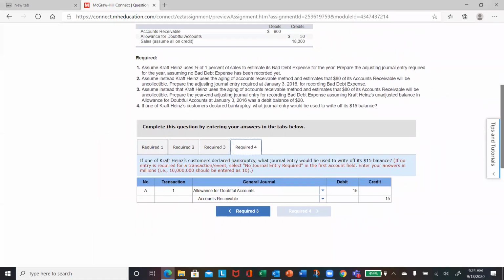And then part 4 is simply just to do a write-off, and I think you've done this already. You simply just debit the allowance and credit accounts receivable for 15, because that's all you're writing off.